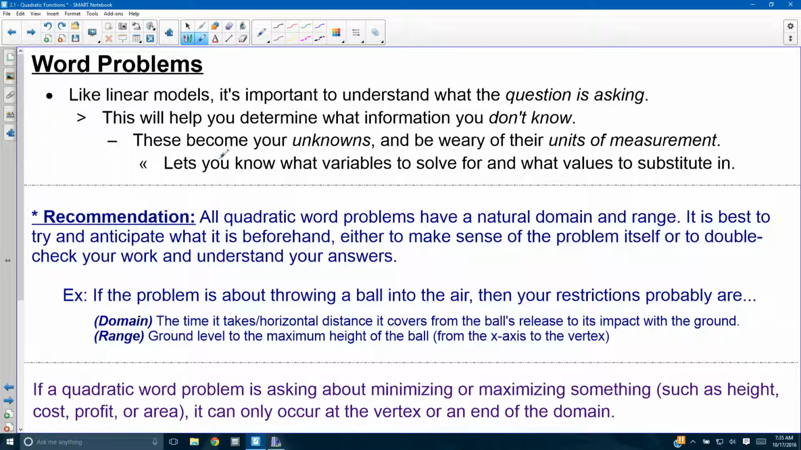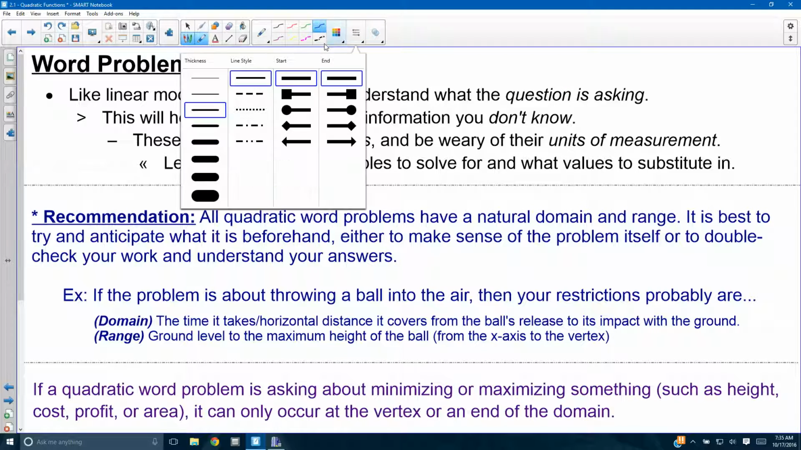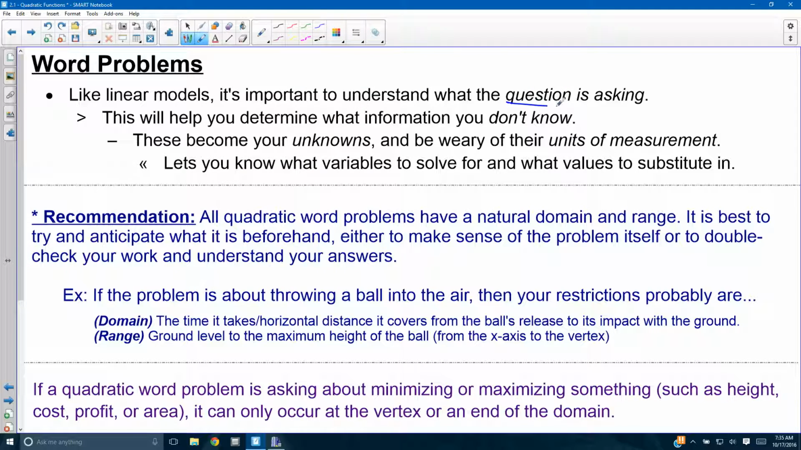So word problems with these kinds of quadratics, here's what you're going to be asked or what you need to know or do. Like linear models, it's important to understand what the question is asking. A lot of people have trouble with word problems because they just see the thing and they're like, I don't know. But you got to know what the question's asking for because it helps you know what kind of information you are looking for and what kind of information you also have. But this will help you determine what information you don't know.